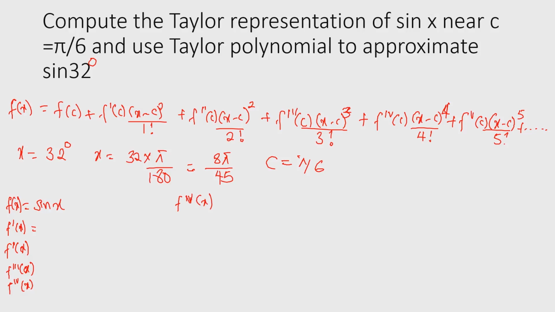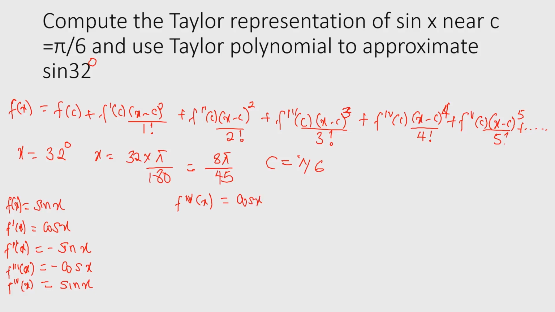Now f of x is given as sin x. The first derivative, the differentiation of sin x, is going to be cos x. Then for the second derivative of f of x, we differentiate cos x again, and we have minus sin x. Then for the third derivative, you differentiate minus sin x, which is going to be minus cos x, and you differentiate minus cos x, which is going to give you sin x, and finally you differentiate sin x, which is going to give you cos x.